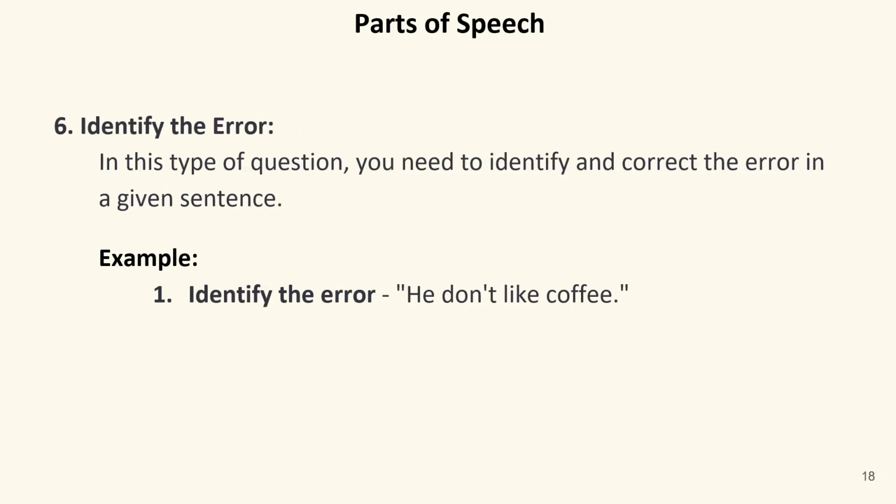Now identify the error. You will be asked to identify or spot the error. Now, he don't like coffee. Now we know that well that verb should comply with the subject, or we can say we use the verb according to the subject. It means if the subject is singular, we use singular form of verb, and if the subject is plural, we use plural form of verb. Now here it is written he. With he, we use doesn't and not don't.